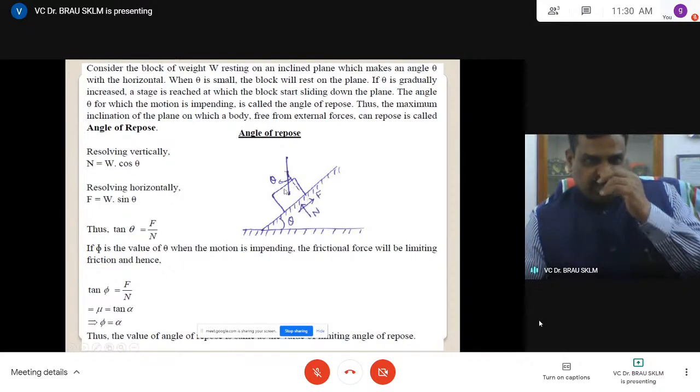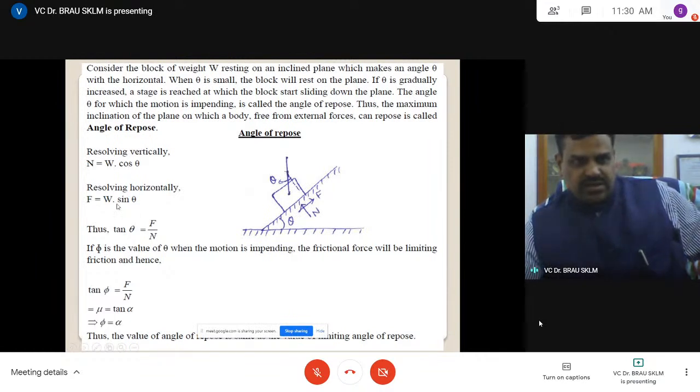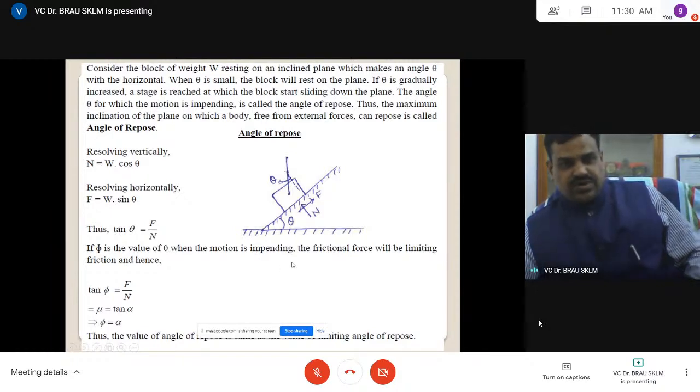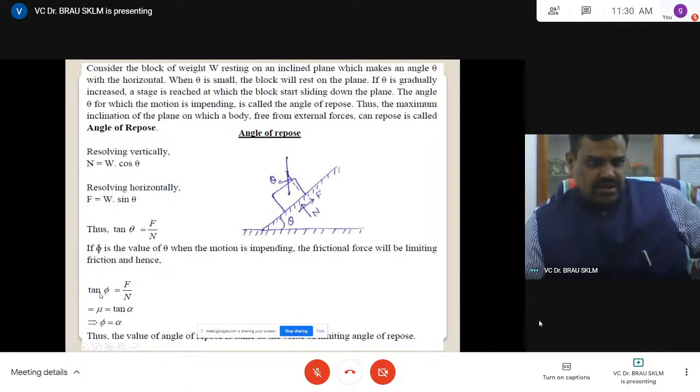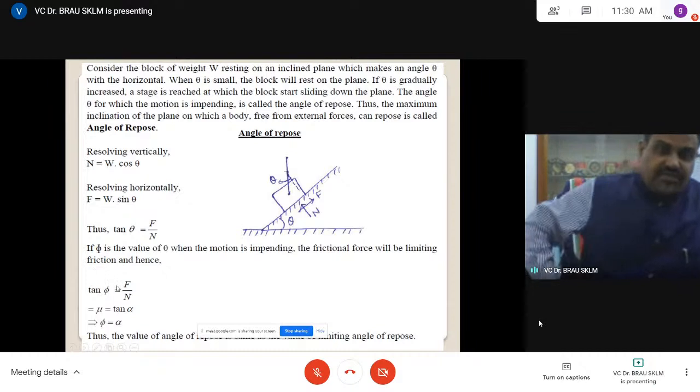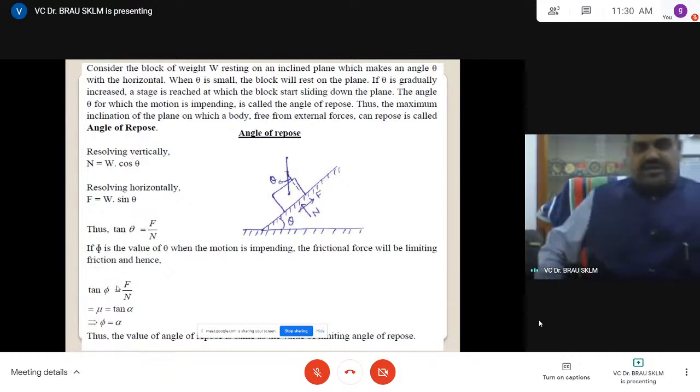This is the frictional force F and W sin theta, the second equation. You divide one over the other, F by N is equal to tan theta. W will be cancelled. If phi is the limiting value of theta at which motion starts, impending, that frictional force is called the limiting value of friction, that is tan phi. You know tan phi is equal to tan alpha, so phi is equal to alpha. This is how generally the value of the angle of repose can be determined.